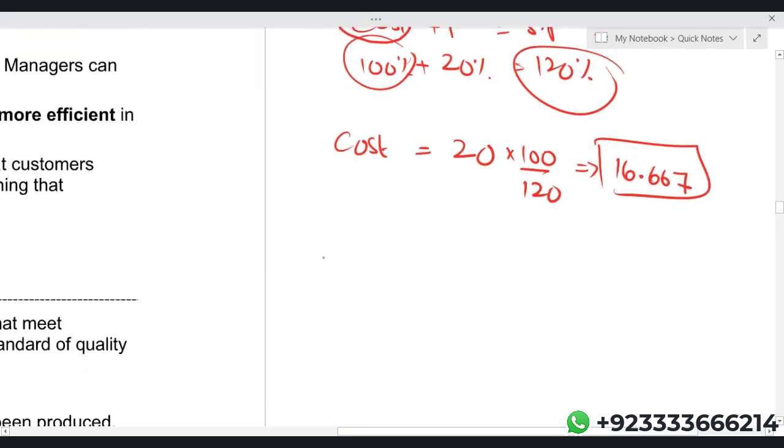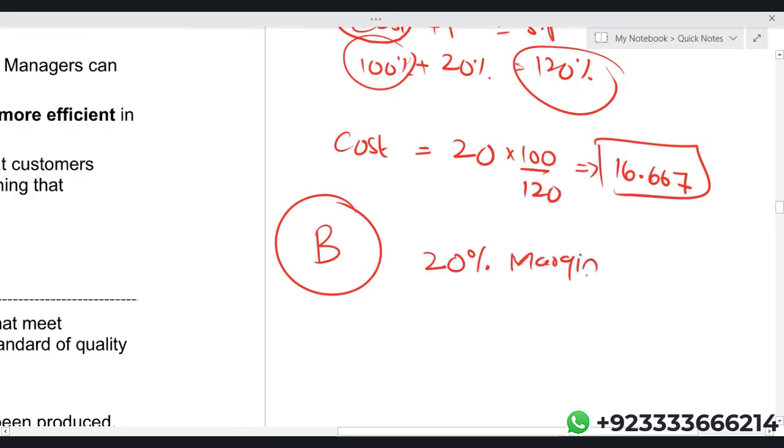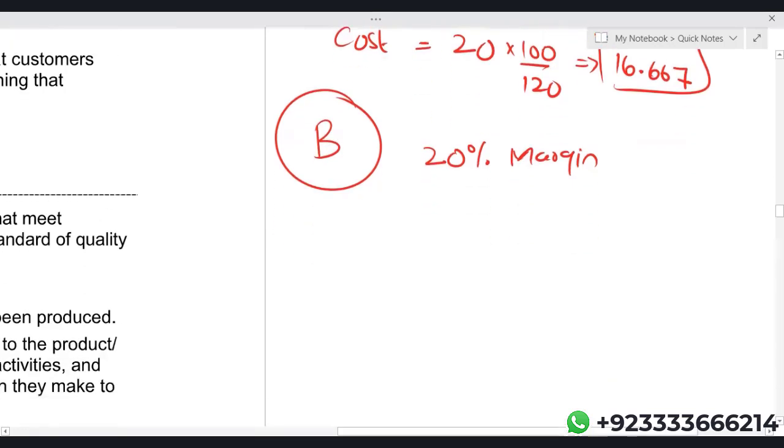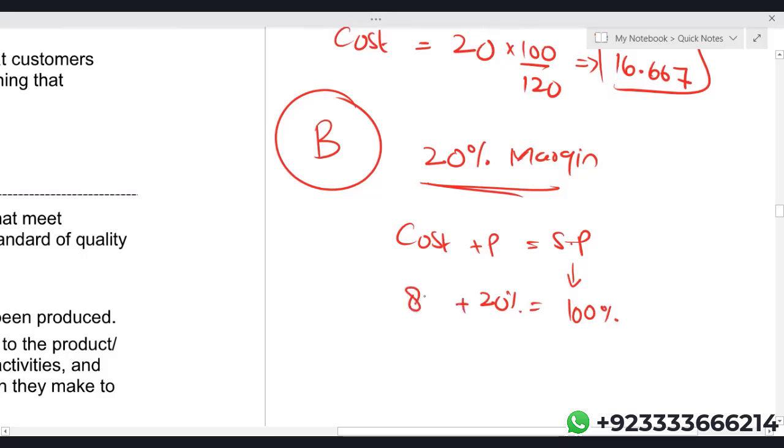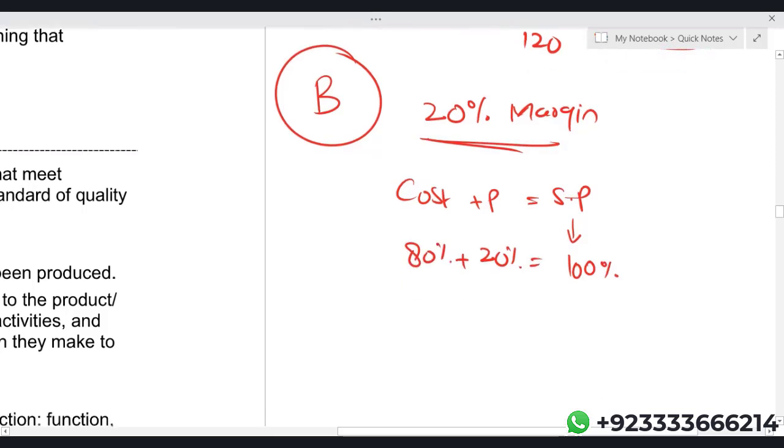Now let's say requirement B of the same question, assuming 20% is margin. We are assuming. Now 20% is not the markup. Assuming 20% is the margin. If the 20% is margin, equation we know that, cost plus profit is equal to selling price. In case of margin, the selling price is 100%. Profit, we know that it is 20%, then cost is actually 80%. Now let's calculate the cost.